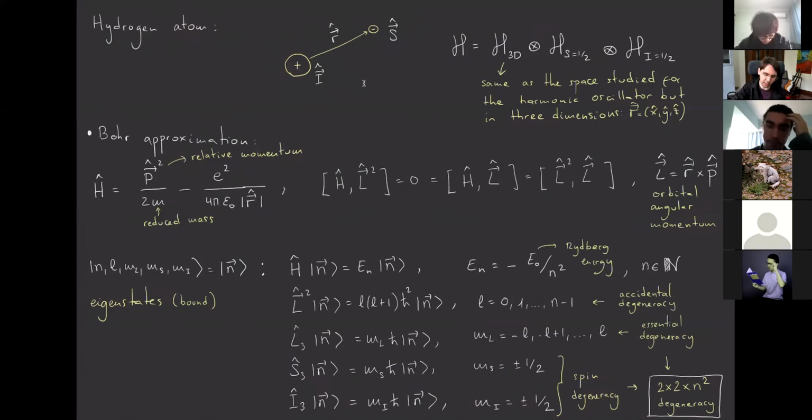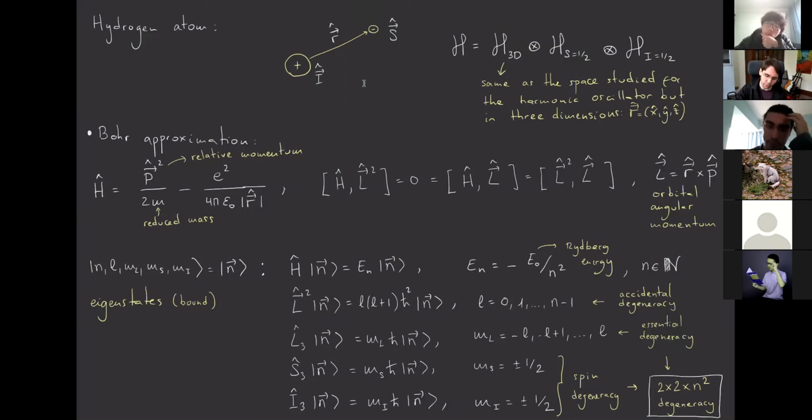Then we discussed that the Hilbert space of this system is essentially a tensor product of the spin Hilbert spaces, which are two-dimensional for a spin 1/2 particle, and the one associated to the three-dimensional motion of the relative coordinate. This Hilbert space is just the three-dimensional version of the infinite-dimensional Hilbert space that we used to describe the single harmonic oscillator. So you already know about it pretty well.